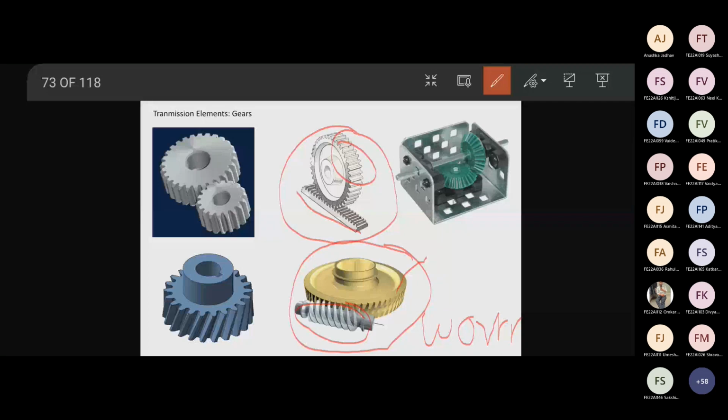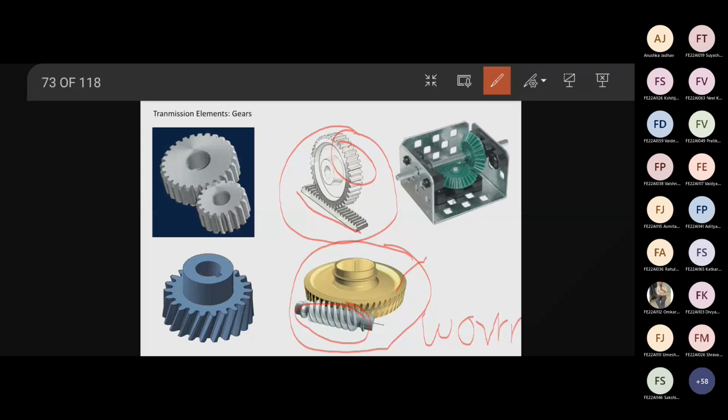Yes. Now where is it used? It has a very high gear ratio, right? If the worm rotates 20 times, then this gear will rotate one time, right? Such a high gear ratio it has. So in such applications, we are using worm and worm wheel.